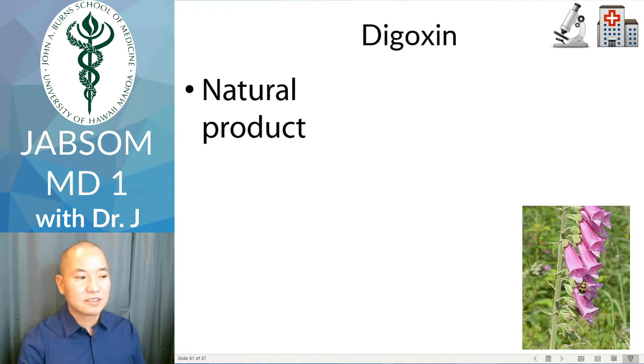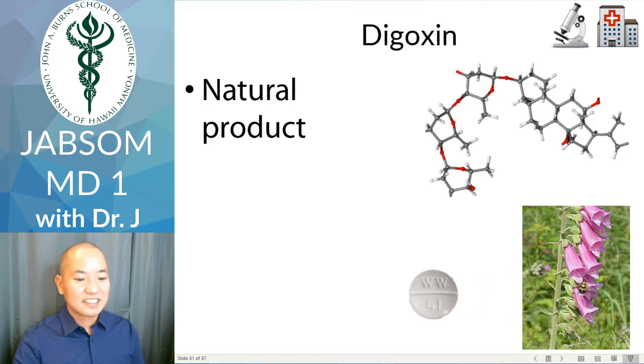I don't think it really grows here in Hawaii, but I saw it all the time. I saw this everywhere in Ireland and England. It even grows in the wild. It's called foxglove, and I think part of the scientific name of it is digitalis. So this is a natural product derived from the foxglove plant.